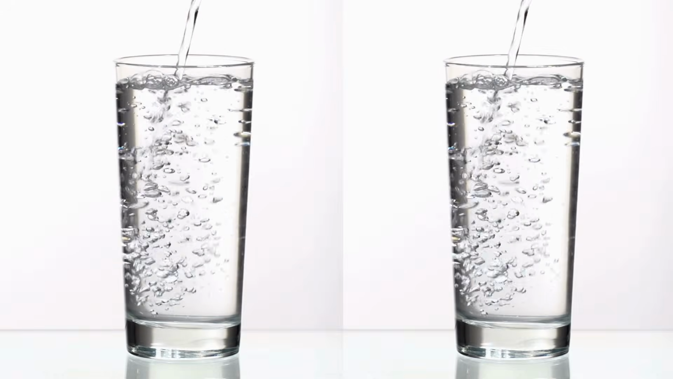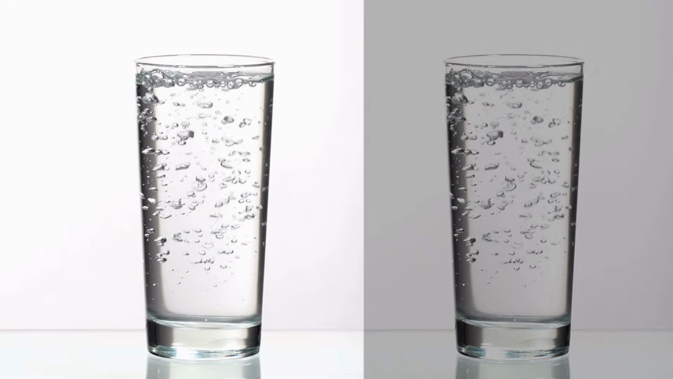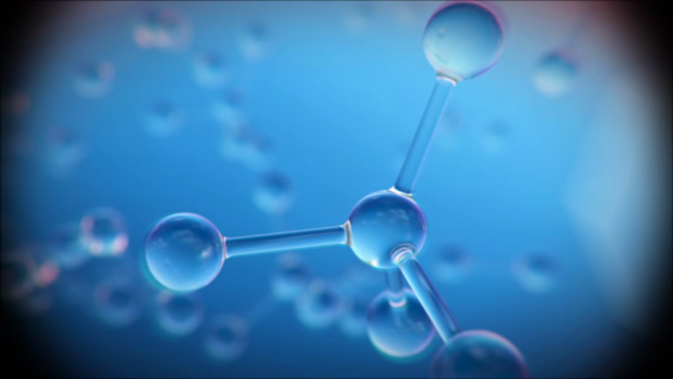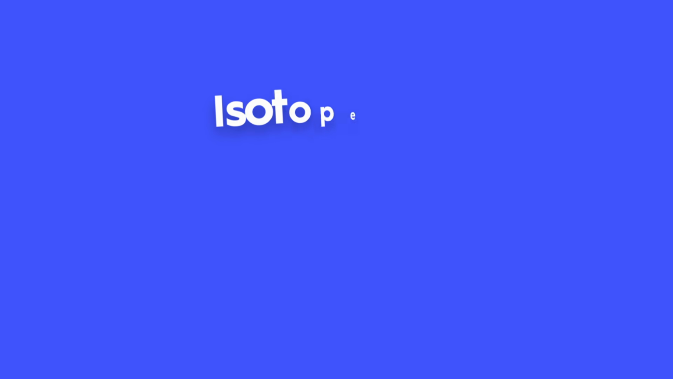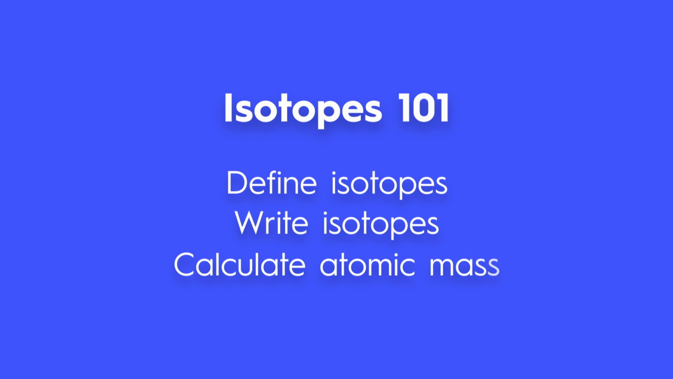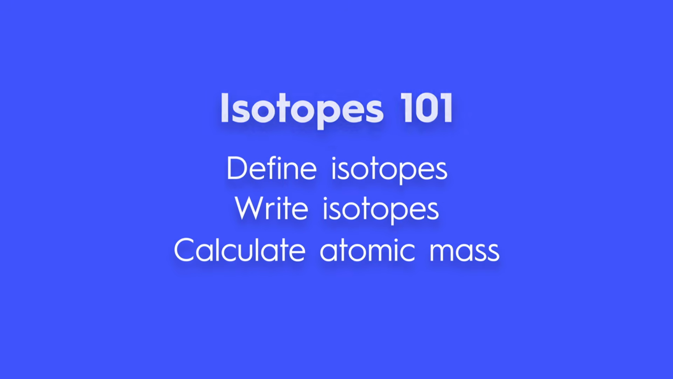Two identical glasses of water, but one is slightly heavier. The reason? It's not sugar at all. The real culprit is sneakier. Heavier forms of hydrogen, hiding in plain sight. In this video, you'll learn what isotopes are, how scientists write them, and how the weighted average of all isotopes gives each element its official atomic mass.